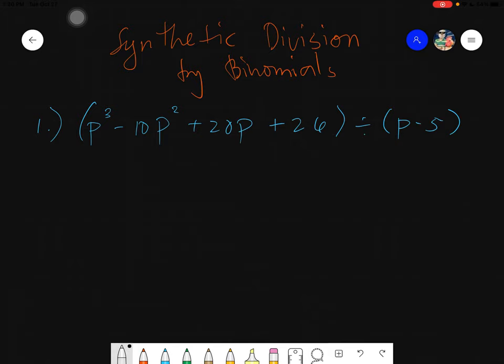So today we will be learning a little bit about synthetic division, and this would be by binomials. What I mean by binomials is on this part, po, okay? We will always be dividing our given by a binomial, po, okay? Because there are other ways of solving synthetic division using multiple terms, po, pagdating sa inyong divisor, okay?